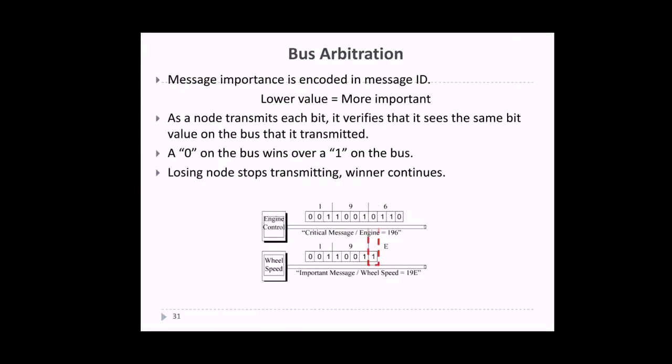So here we can see it will compare which one has to be in and which one has to be out. So the engine control will be in and the wheel speed will be out, because the engine control ID bit is 0 and the wheel speed bit is 1. Hence a lower value will always give more importance, and also because it is an AND logic.